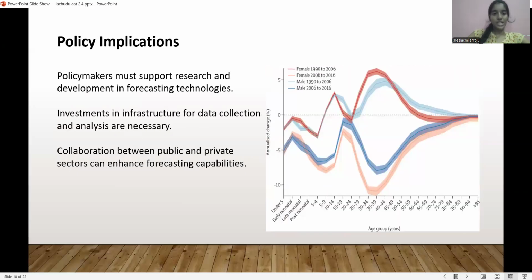Policy implementations. Policymakers must support research and development in forecasting technologies. Investment in infrastructure for data collection and analysis is necessary. Collaboration between public and private sectors can enhance forecasting capabilities.